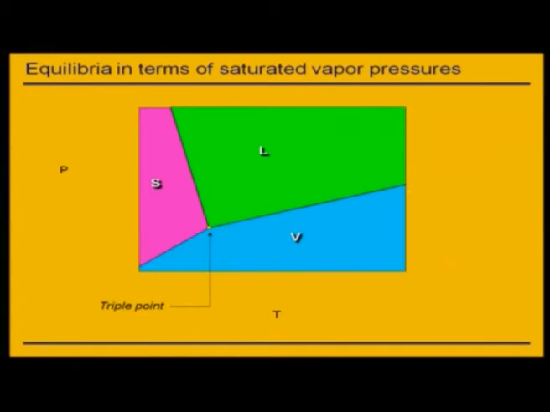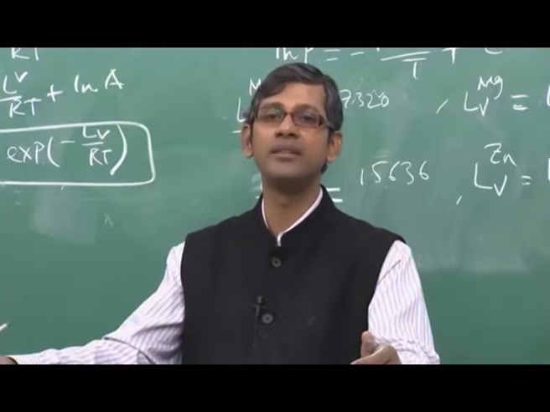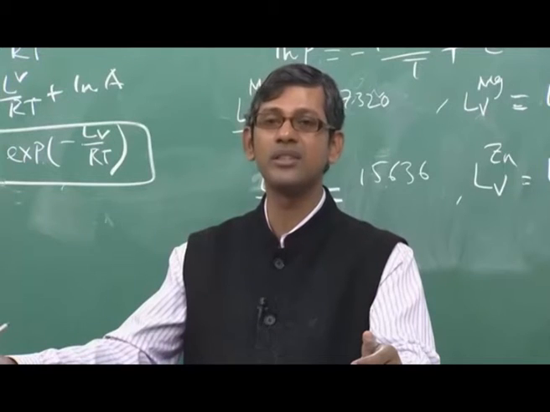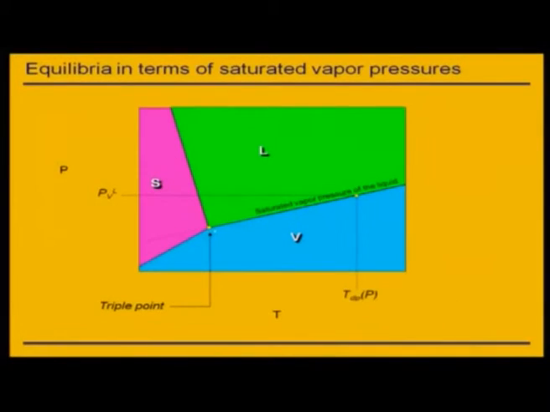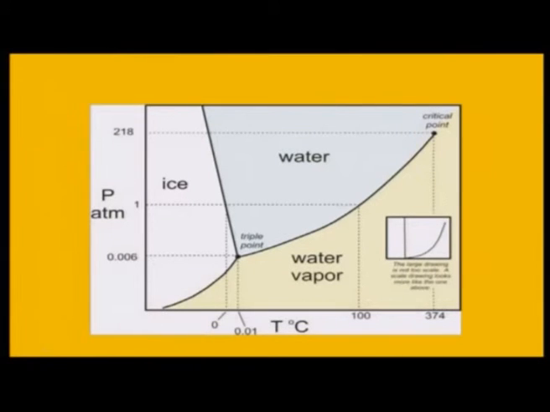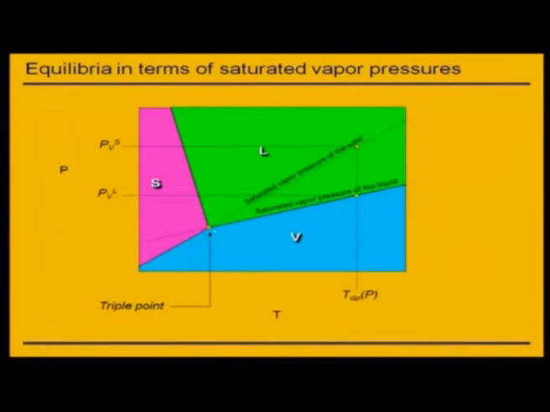Now this point, I told you, is known as the triple point. Why? Because at this point liquid, solid and vapor all coexist. Very rarely do you find this for water system, because this is a point at which only this can happen. Now I have just drawn several lines for that: saturated vapor pressure of solid, saturated liquid.